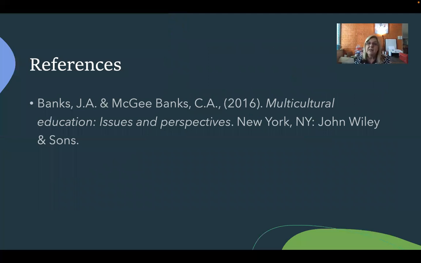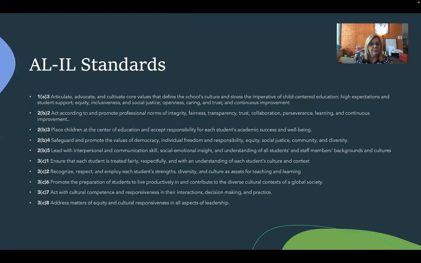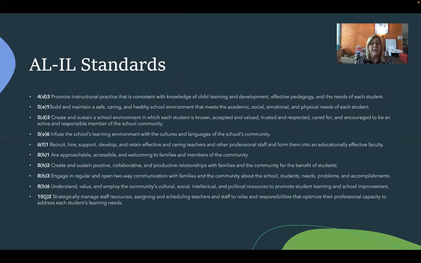These are my references for this project. The AL-IL standards for this go along with a lot of the SEL ones to promote the preparation of students to live productively in a diverse culture, to act with cultural competence, to address matters of equity, to be approachable and accessible to the families of the community, and to engage in regular and open two-way communication. I believe that these are very, very important.